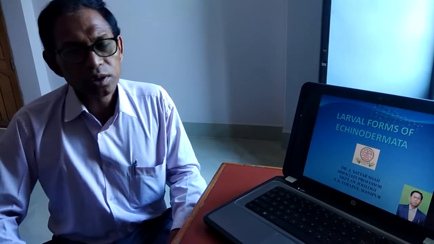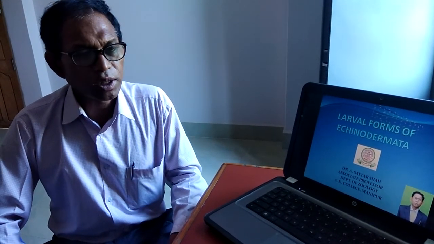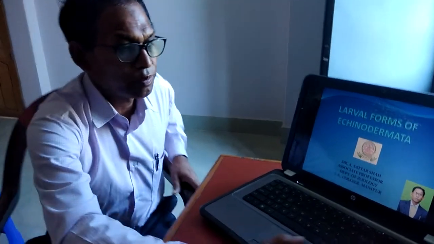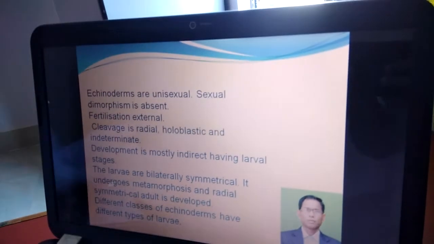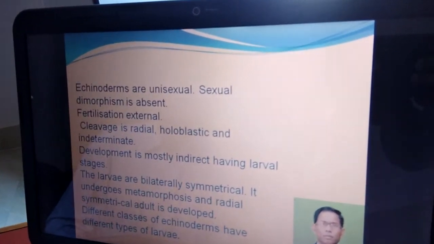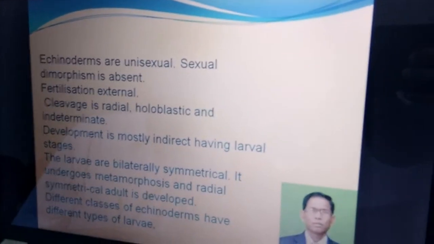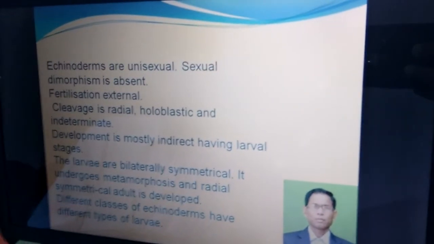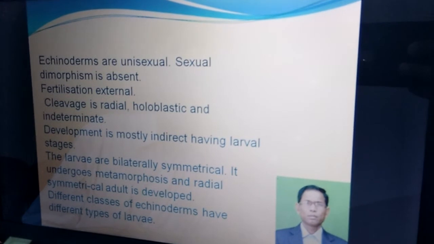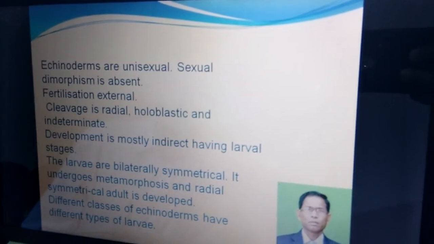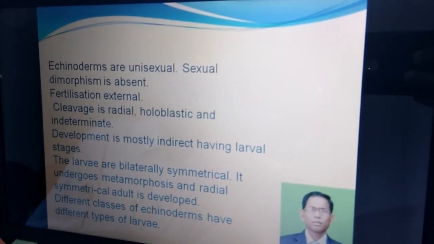In continuation of the online class, today let's discuss the larval form of Echinodermata. Echinoderms are unisexual, sexual dimorphism is absent, fertilization is external, and the cleavage is radial, holoblastic, and intermediate. Development is mostly indirect, having larval stages. The larvae are bilaterally symmetrical.